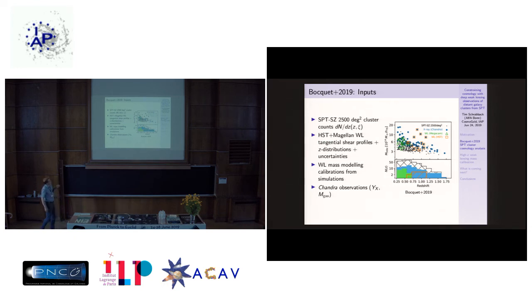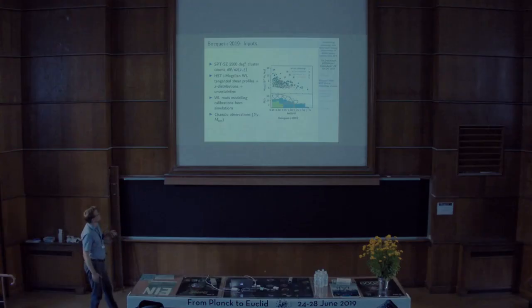Okay, so the addition which we put in here is the weak lensing data from Hubble and Magellan, which is indicated in orange and green. Basically, what we really use as inputs is the measurement of the tangential shear. So the net tangential alignment around these clusters as a function of radius, which we measure from the shapes of the background galaxies. And of course, we also need the redshift distributions of these background galaxies, because lensing is a geometric effect, and you can't interpret the signal if you don't know the redshift distribution.